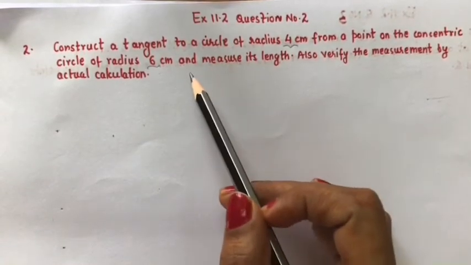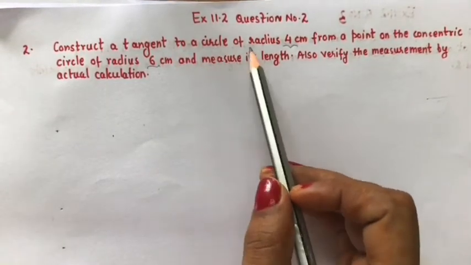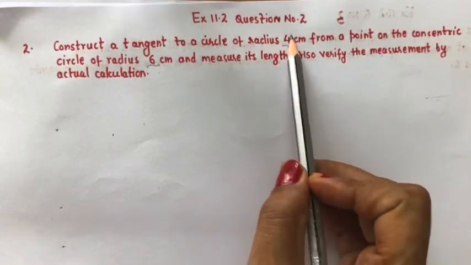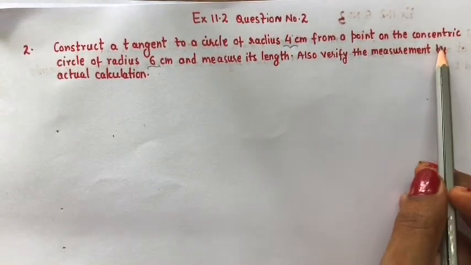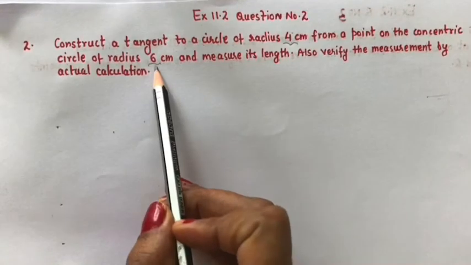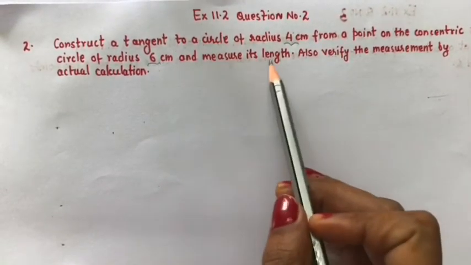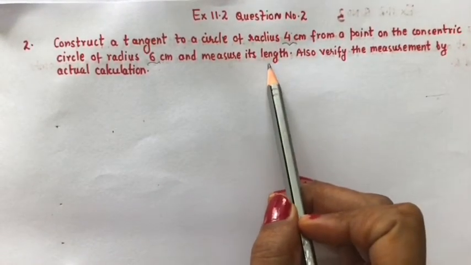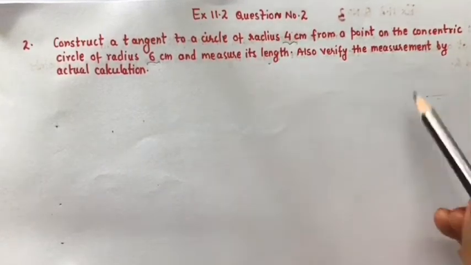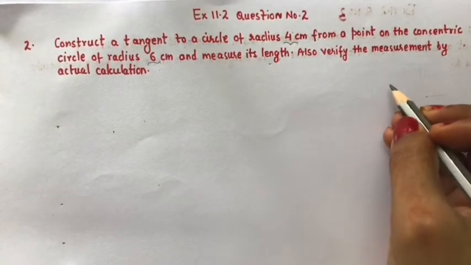So let us read the question first. Construct a tangent to a circle of radius 4 cm from a point of the concentric circle of radius 6 cm and measure its length. Children, let me explain here, then we'll do the construction.